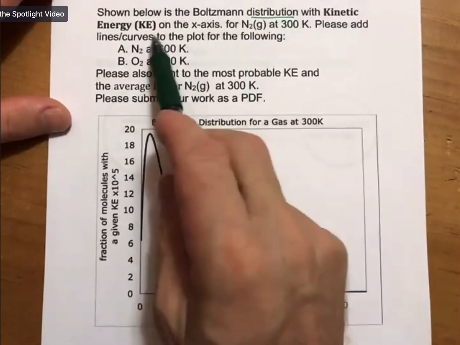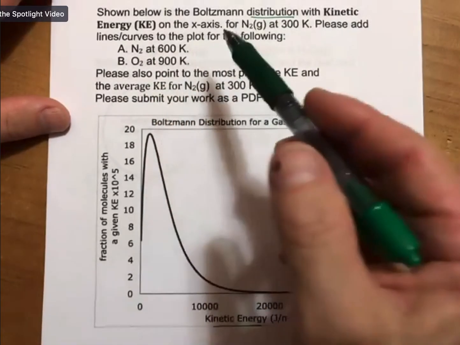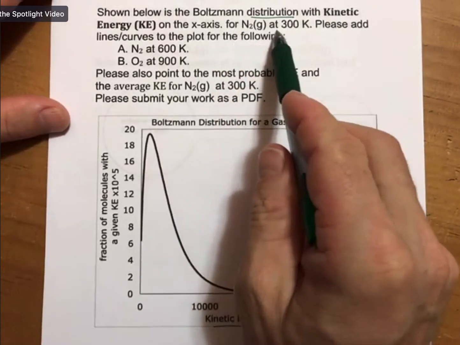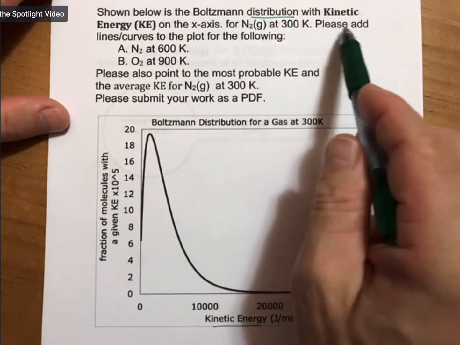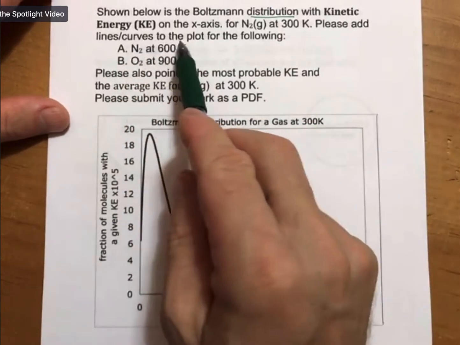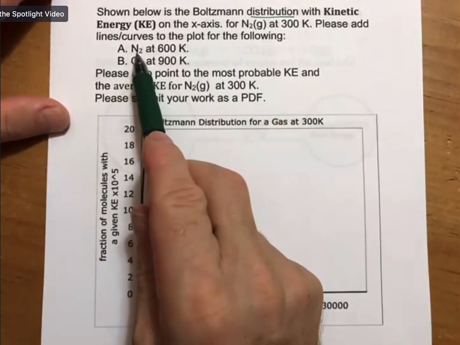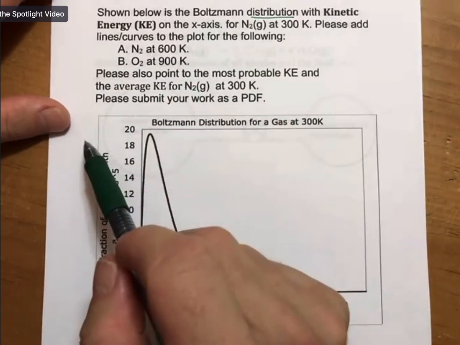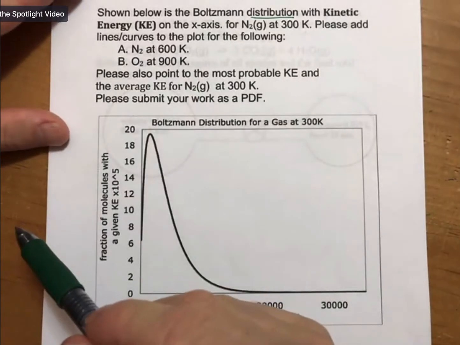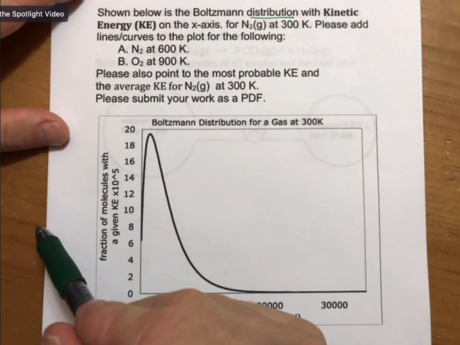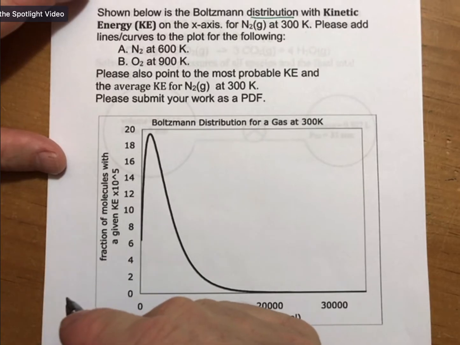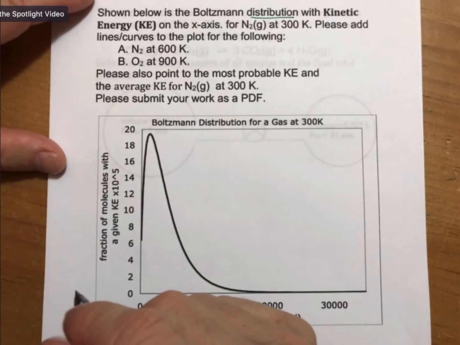So with kinetic energy on the x-axis, I think there's a stray period there because this is the same sentence. For nitrogen gas at 300 Kelvin, please add lines or curves to the plot for the following. Nitrogen at 600 Kelvin, oxygen at 900 Kelvin. Please also point to the most probable kinetic energy and the average kinetic energy for nitrogen at 300 Kelvin. Okay, so there's a lot to do on this plot.